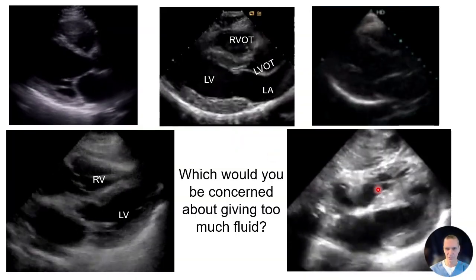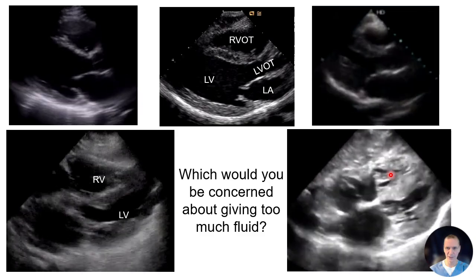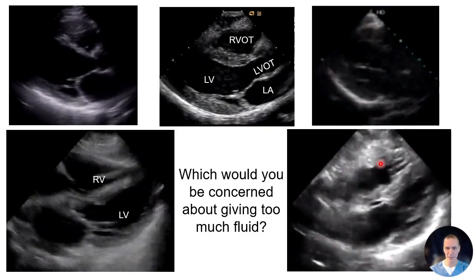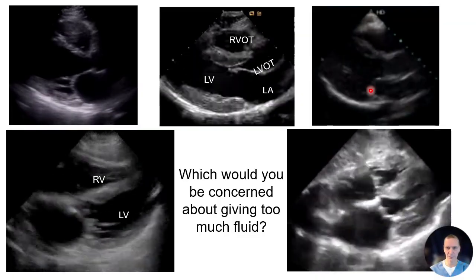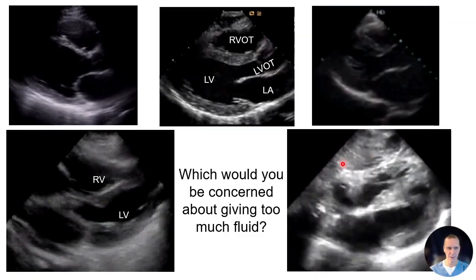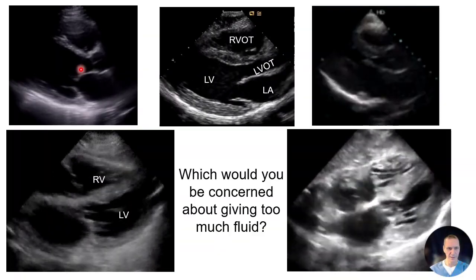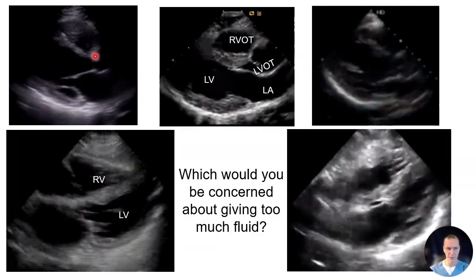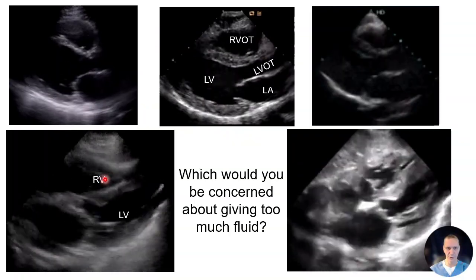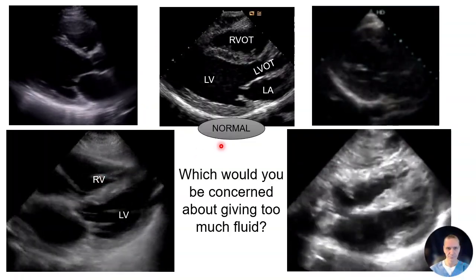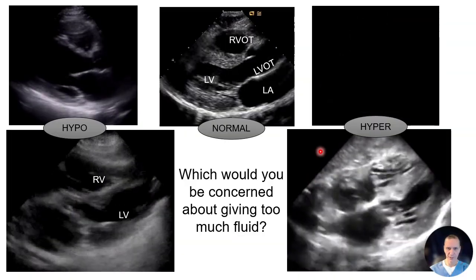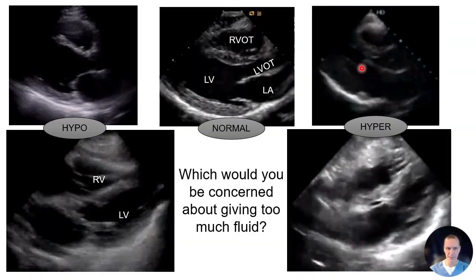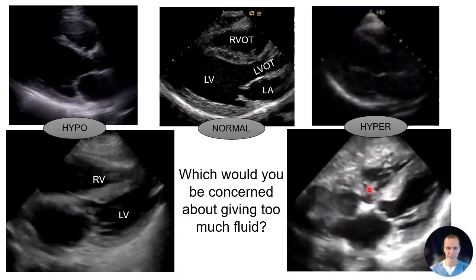And for me, when I see a heart that's hyperdynamic like this, or a heart like this, I'm less concerned about giving them 500 or a liter bolus of fluid than I am when I see a heart looking like this, who is maybe already on a lot of oxygen. These hearts are globally weak. So hyperdynamic on the right, this is the parasternal long axis view on the top, and then the subxiphoid on the bottom.